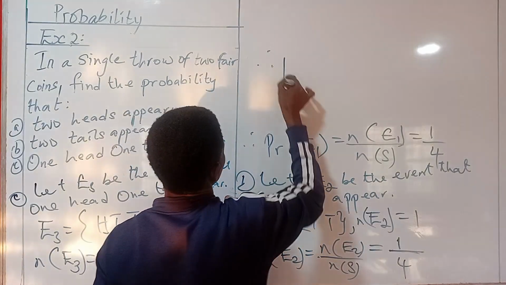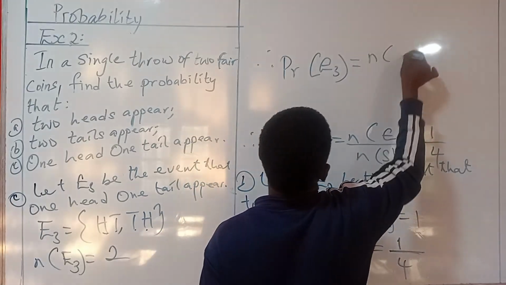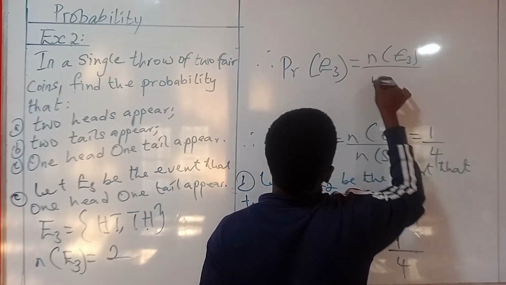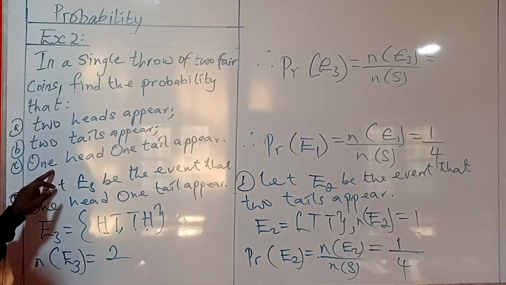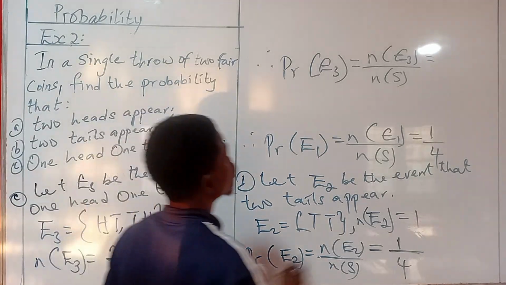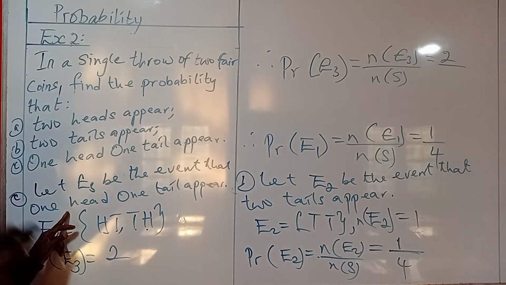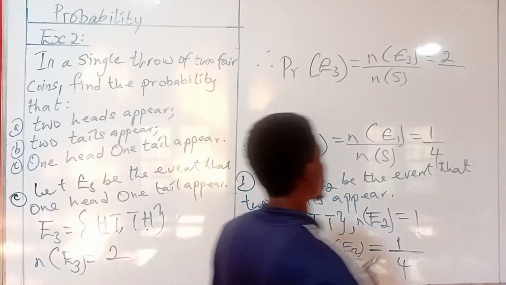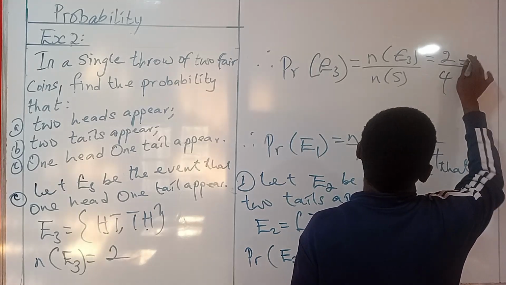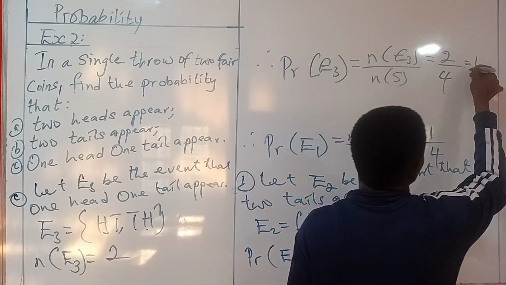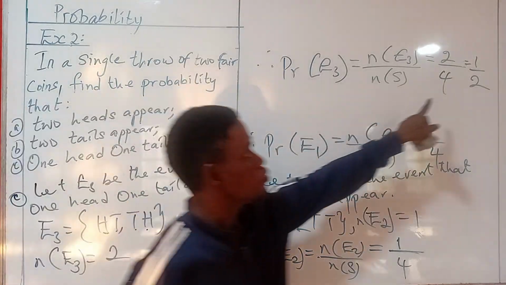So in that case, we are going to have P of E3 equals N of E3 divided by N of S. Don't forget that N of E3 is the required outcome, which is one head, one tail, as well as one tail, one head, that is 2. Then divided by N of S, which is the total possible outcome, which is 4. Therefore, when you divide this now, how many 2 in 2 is 1? And how many 2 in 4 is 2. Therefore, the probability of one head and one tail appear is 1 over 2.